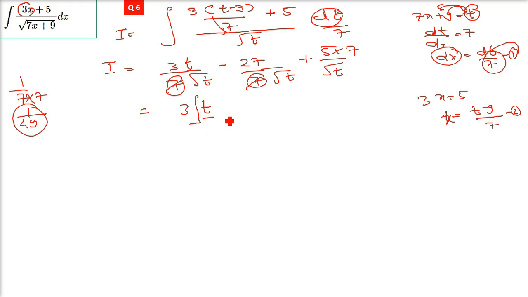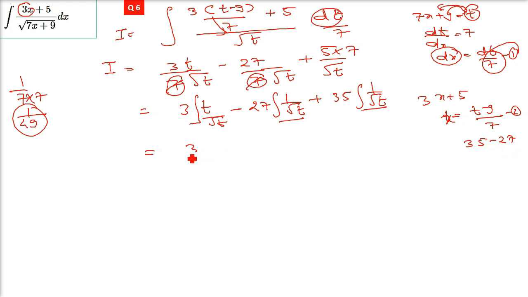Now I'm integrating it. 3, because constants we always take outside the integration, that it will be easier. Here 27, 1 by root t. Here 35 by root t, 1 by root t. Now can you see some terms having similar formation, or they are called similar terms? Yes, negative 27 and 35. So you can just subtract, 35 minus 27, and that will give you 8. So this 3 will remain like this, and 35 minus 27 I have written as 8.